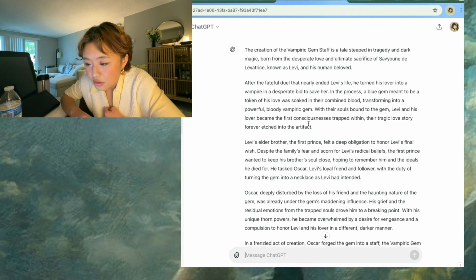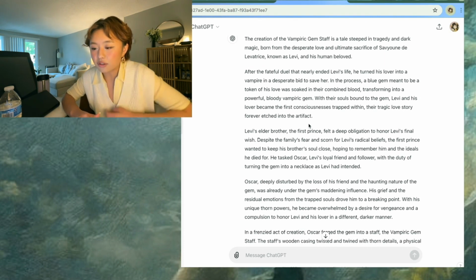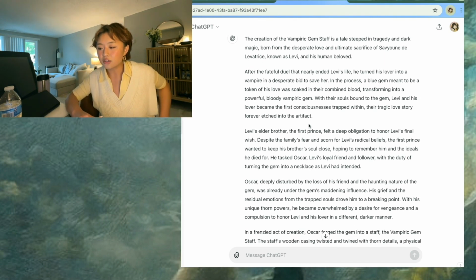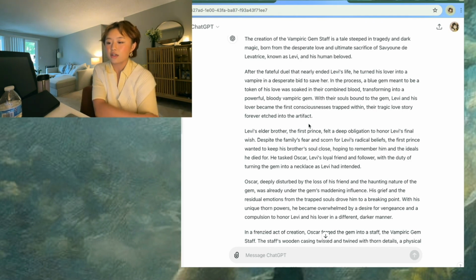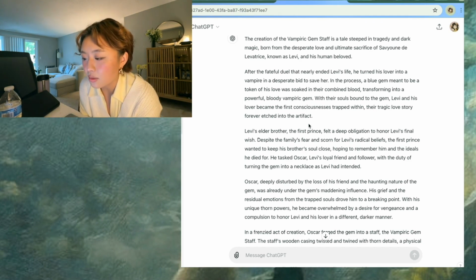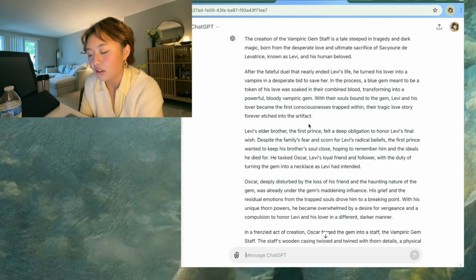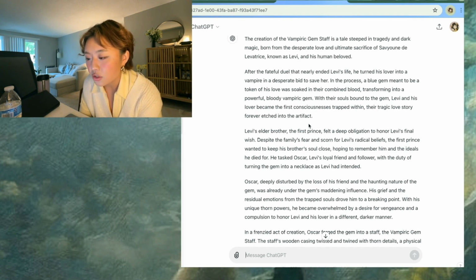Savon de Levatrice, known as Levi, and his human beloved. After a fateful duel that nearly ended Levi's life, he turned his lover into a vampire in a desperate bid to save her. In the process, a blue gem meant to be a token of his love was soaked in their combined blood, transforming into a powerful, bloody, vampiric gem. With their souls bound to the gem, Levi and his lover became the first consciousness trapped within, their tragic love story forever etched into the artifact. Levi's elder brother, the prince, felt a deep obligation to honor Levi's final wish.